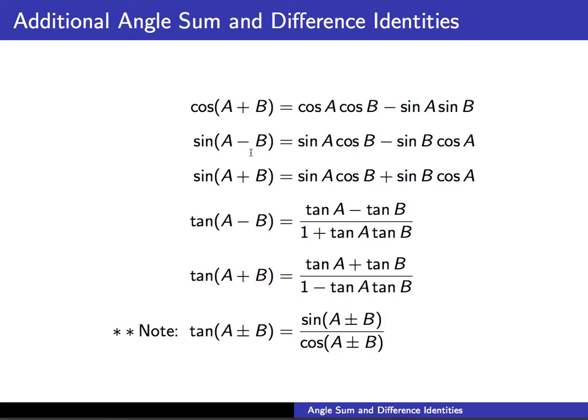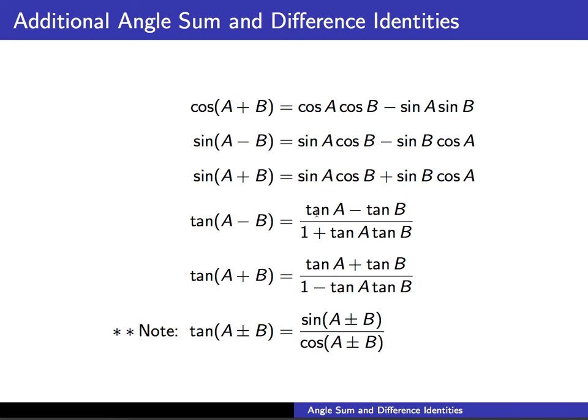The sine of A minus B is the sine of the first angle times the cosine of the second. And then we keep that minus sign there and then do the sine of the second angle times the cosine of the first. So it's the sine of the first times the cosine of the second minus the sine of the second times the cosine of the first. With the sine of A plus B, it's the same thing. We just switch the minus to a plus. Tangent of A minus B is the tangent of A minus the tangent of B over 1 plus the tangent of A times the tangent of angle B.